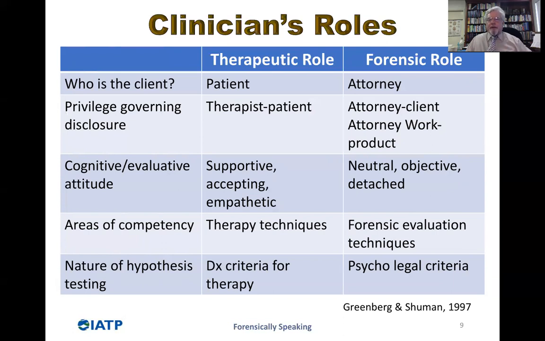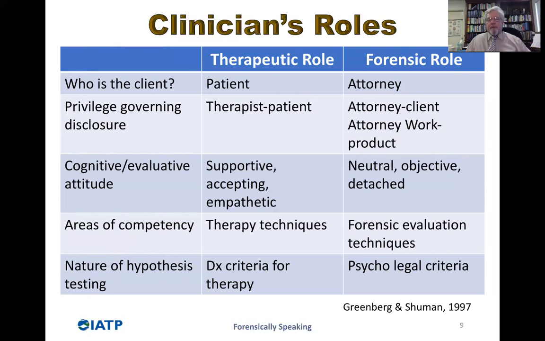There is really no therapeutic alliance between me, the clinician, and the client. Therefore, that's why we think of the defendant in many cases as a client. So who is the client in a forensic setting? I put here the attorney. It could be the judge. It could be the agency that is asking for this evaluation.